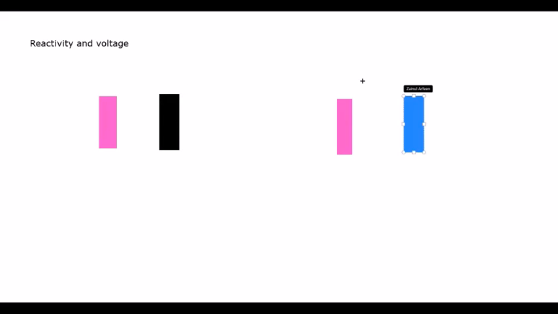So using the voltage, you can identify the reactivity. Another example, if I say you have electrode X, this one is Y, and this one is Z. And you connect a voltmeter.